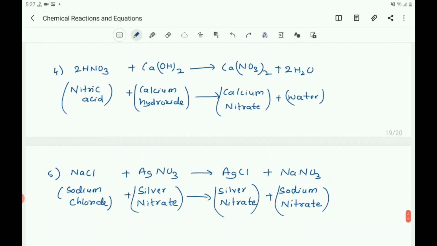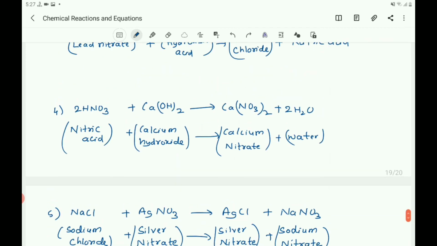In this way, you can give many examples of the double decomposition chemical reaction, which is also called double displacement.